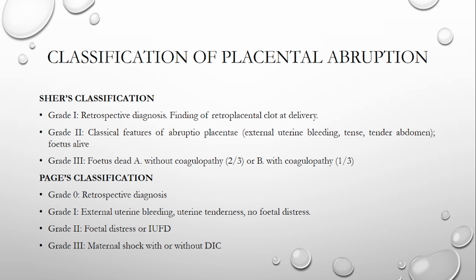In Page's classification, grade 0 is a retrospective diagnosis, where there are retroplacental clots around the placenta bed after delivery. Grade 1 is external uterine bleeding, uterine tenderness, and no fetal distress. In grade 2, there is fetal distress or intrauterine fetal death. And in grade 3, there is maternal shock with or without disseminated intravascular coagulation.